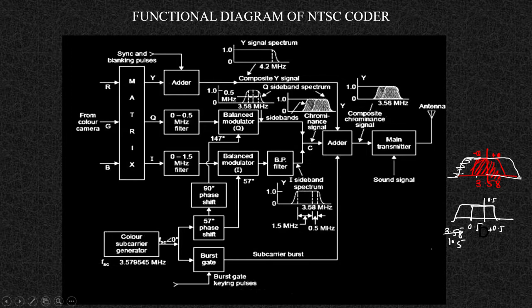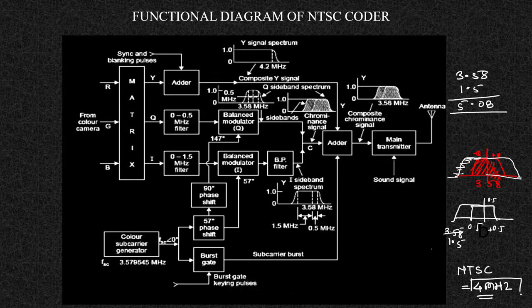Why is the upper sideband not taken full? Because if you take the upper sideband full, it will become 3.58 plus 1.5, which I'll write here, 5.08 megahertz. But in NTSC, the video bandwidth is restricted up to 4 megahertz only. ठीक है, आपका video bandwidth से 4 megahertz तक ही है. You are not allowed to interleave anything related to video above that particular 4 megahertz. So the lower sideband complete is taken and the upper sideband is only 0.5.